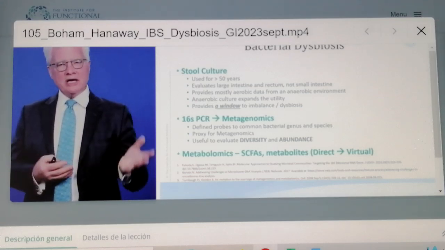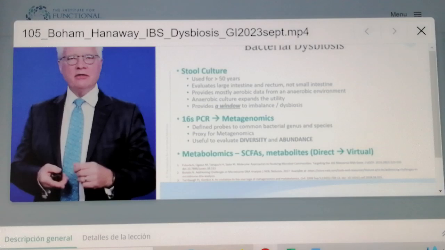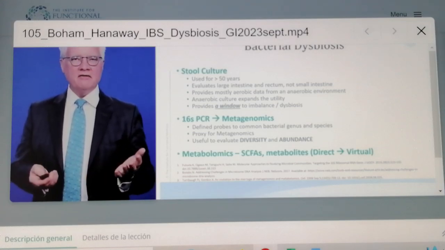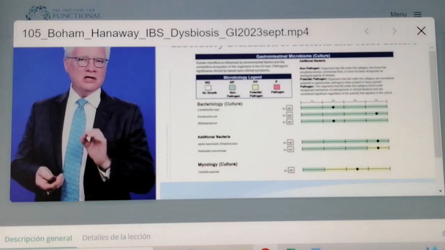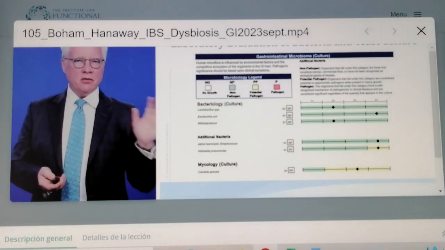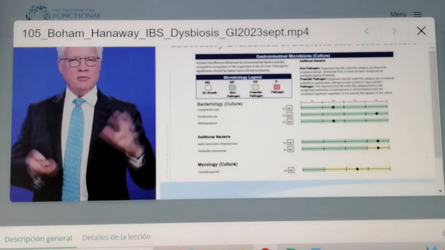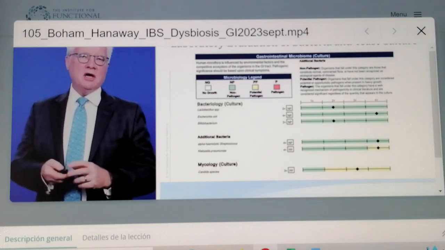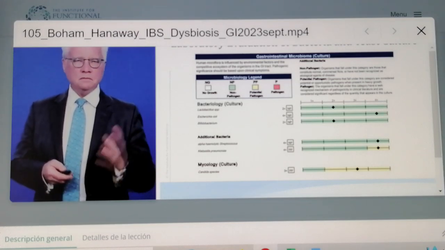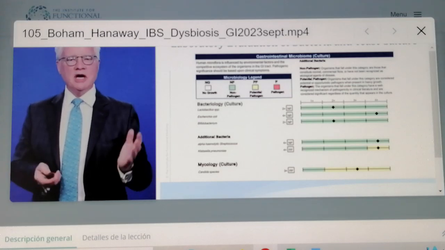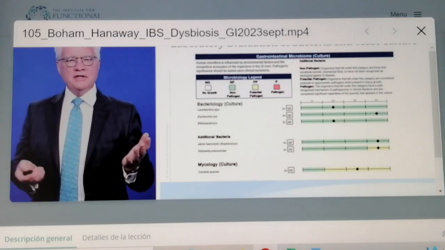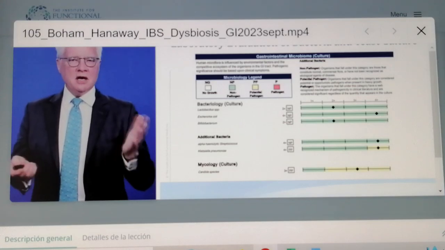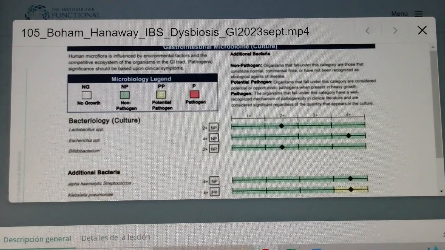And then there's also direct measures of metabolites, and we'll look at those, especially short-chain fatty acids that have been a great tool for helping us to understand. We've already looked at and seen butyrates that are low, and butyrate's such an important short-chain fatty acid. So here we see examples of a couple of different presentations of the way in which labs give us this data on bacterial culture, on yeast culture.